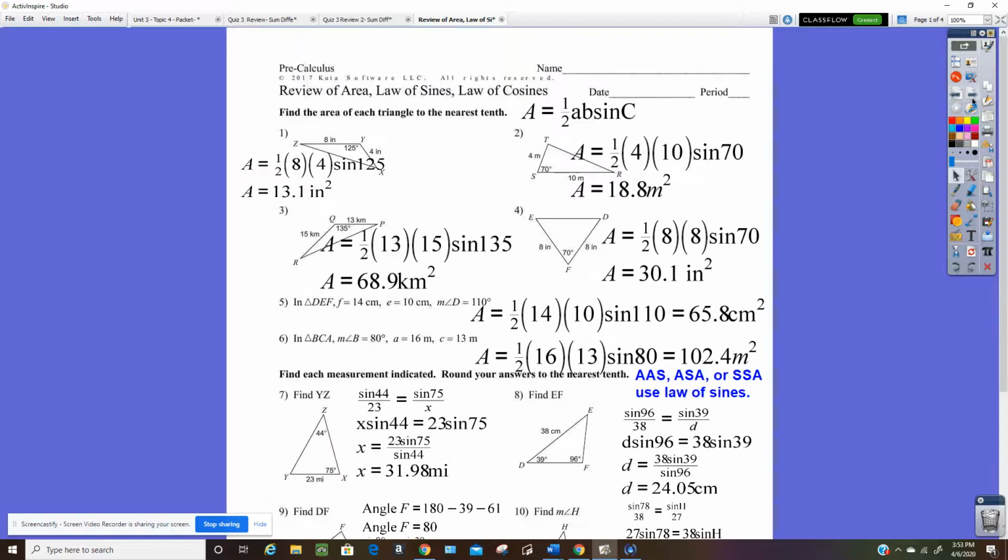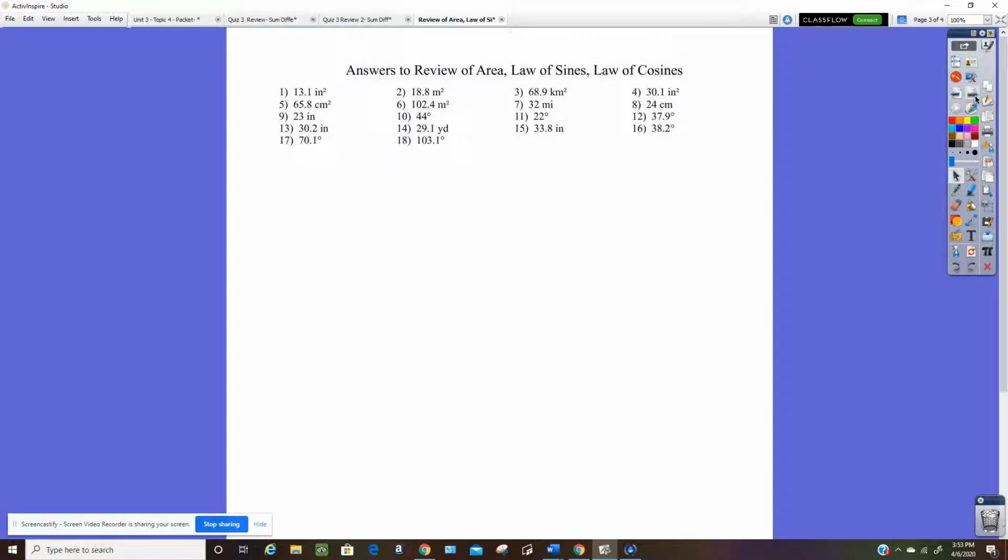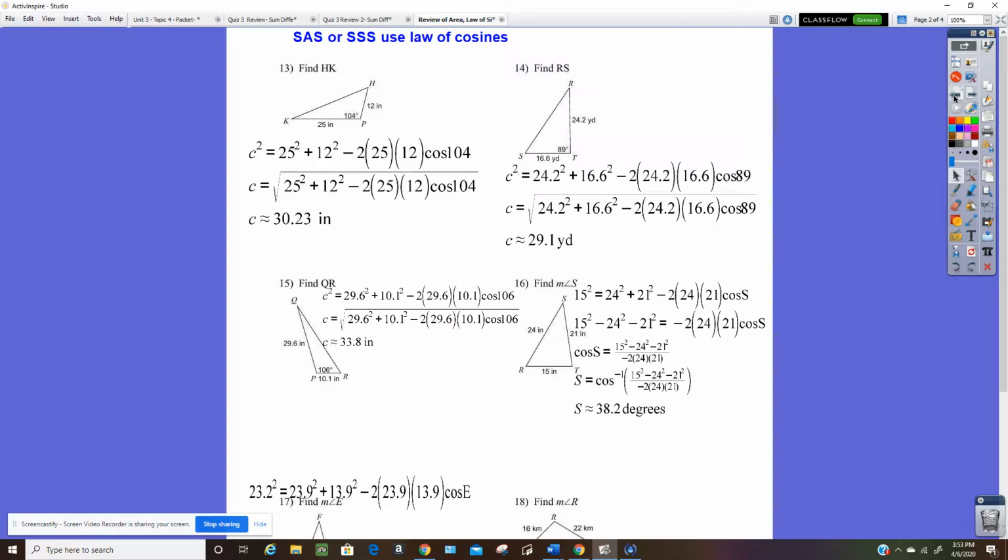All right, and then on the second page here. All right, so when I have side angle side or side side side, then I'm going to use law of cosines. So number 13, side angle side. 14, side angle side. 15 is side angle side. 16, 17, and 18 are just side side side. That's the given information, side side side. So you have to find an angle there.